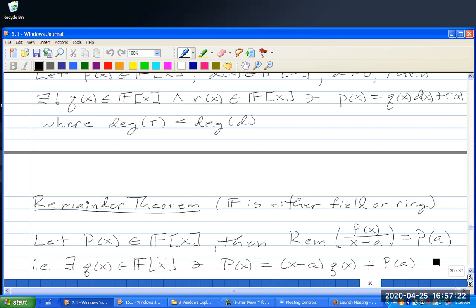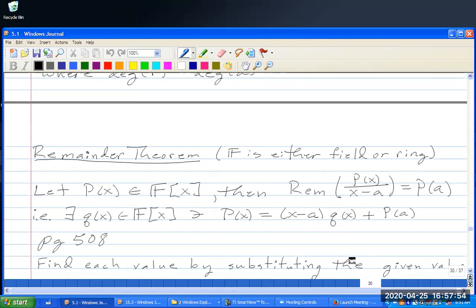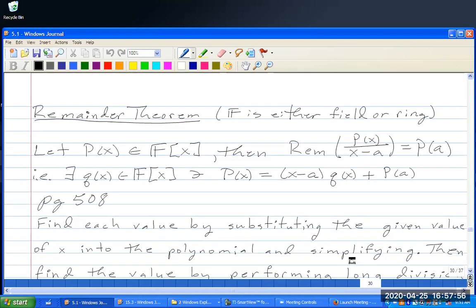So to evaluate a polynomial at some point, that's the same as just dividing the polynomial by x minus a and figuring out the remainder. And so that's why it's called the remainder theorem. And of course, if the remainder of P of x divided by x minus a is 0, then that means that x minus a is a factor of the polynomial. So let's do some examples.